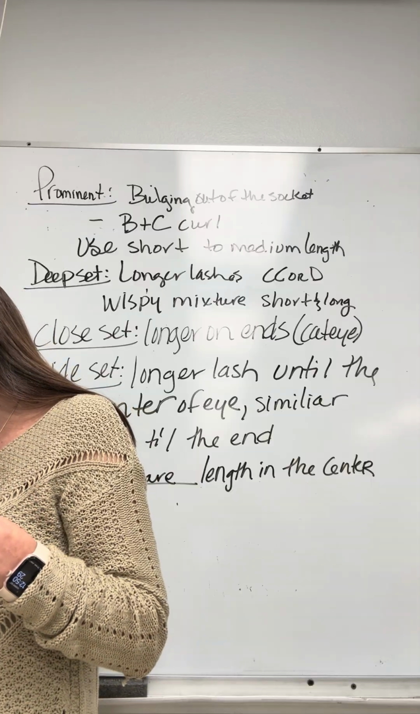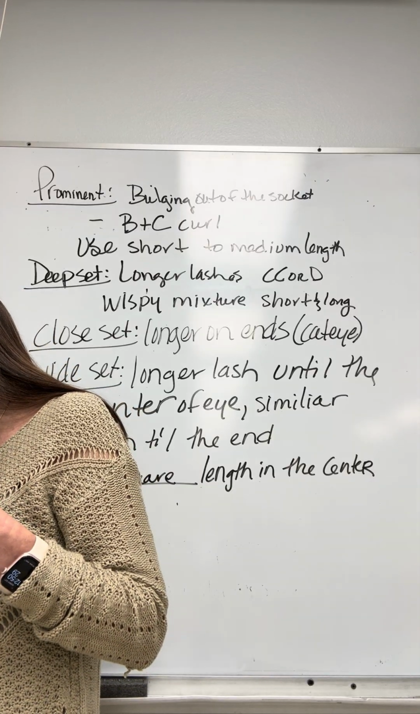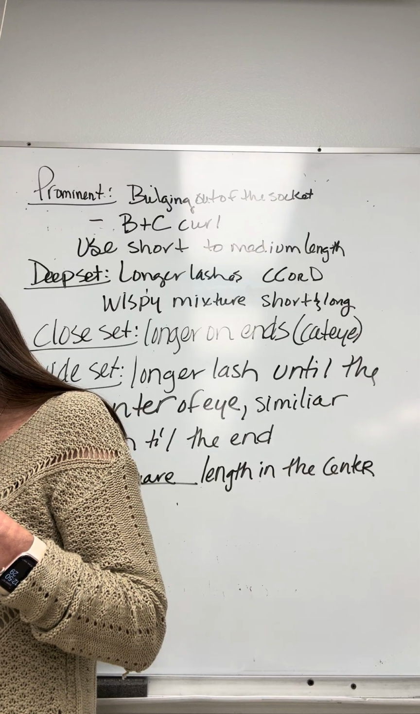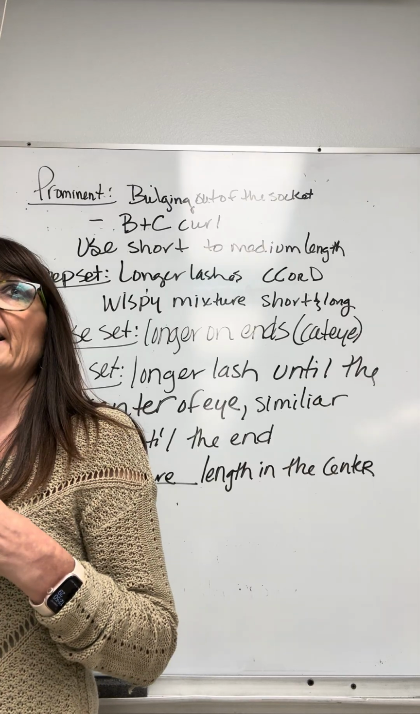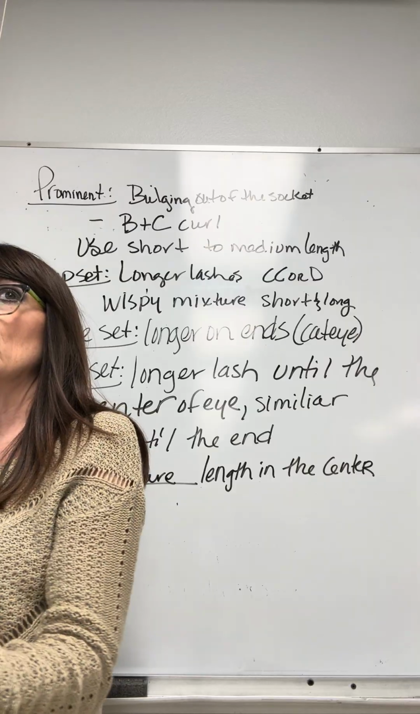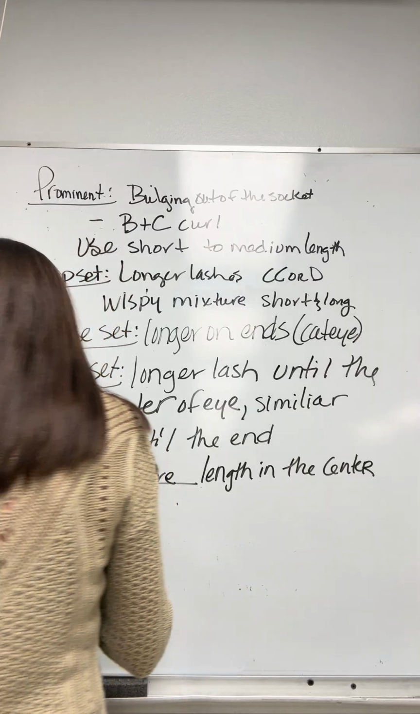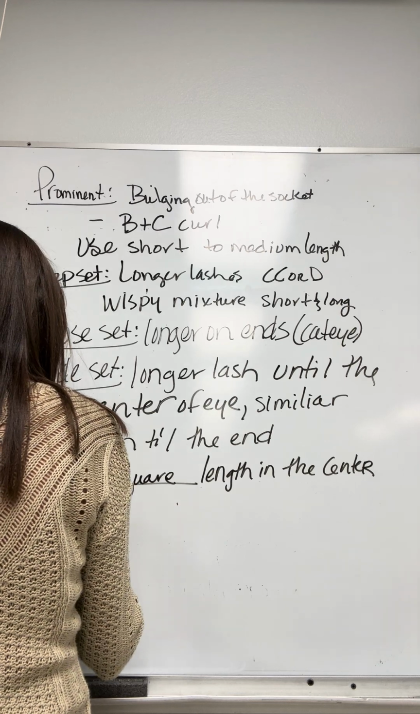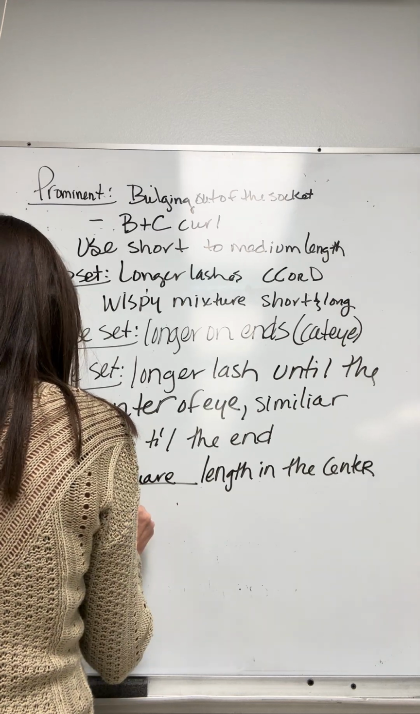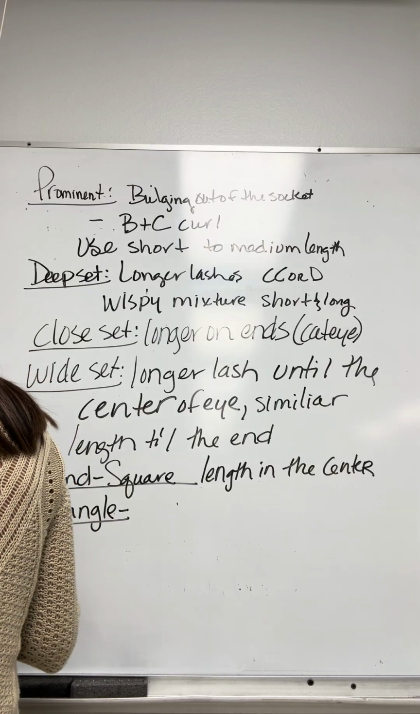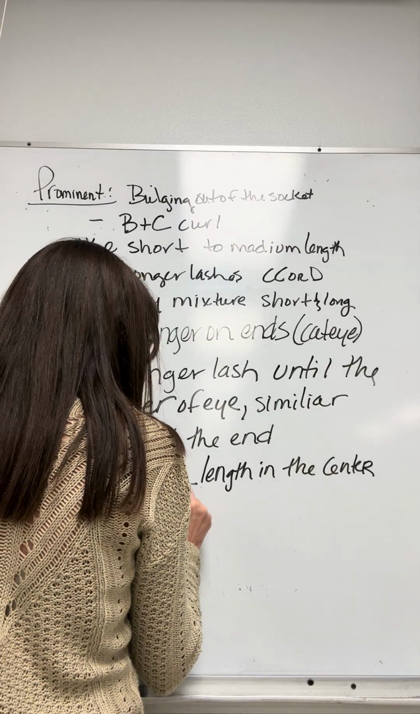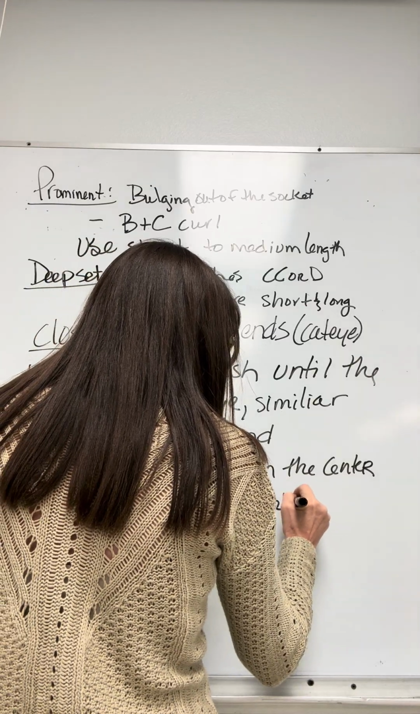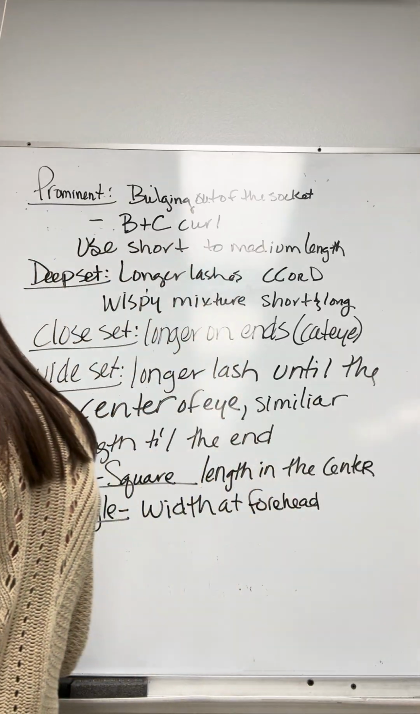So what kind of lashes would you use? You would create more width at the forehead by applying long, thick lashes evenly across the eye. You're gonna bring those eyes out, okay? So the triangle, okay, you're gonna do width at the forehead, just like you would with their hairstyle. Okay, width at the forehead.